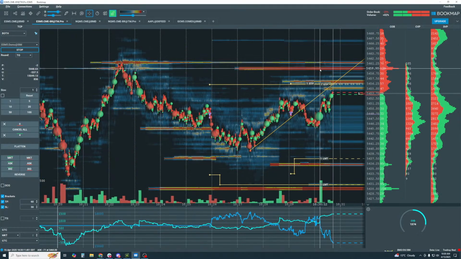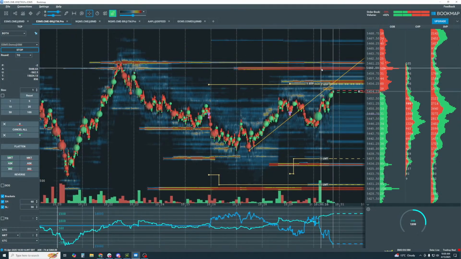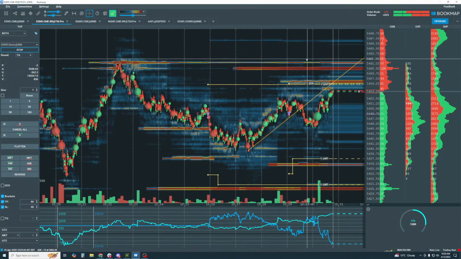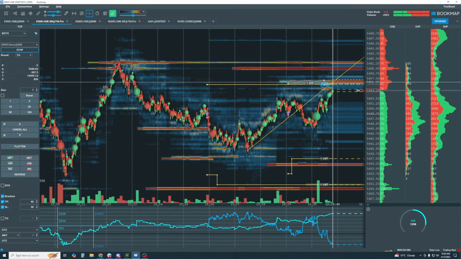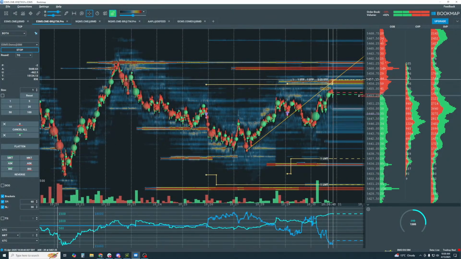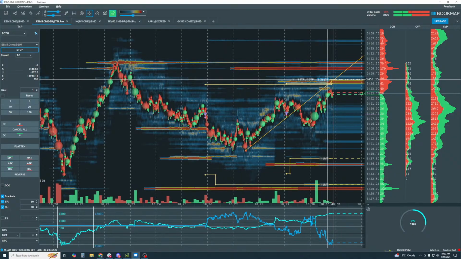It looks like they might be going for our liquidity up here at 60, right? And that would stop us out. I'm going to move my stop just in front of the high or behind the high liquidity here.